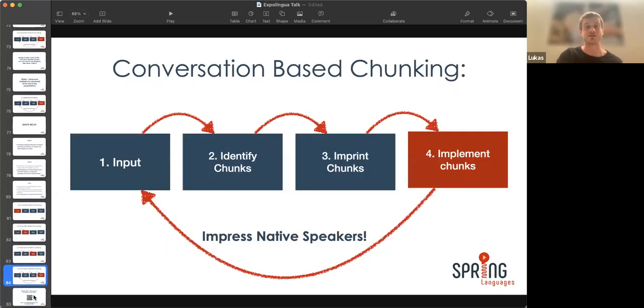And I hope there's one thing that you take away from this presentation, it is that it really pays off to identify chunks, to look out for these chunks and to listen a lot to native speakers. Not saying you shouldn't learn any grammar anymore, but just learning these chunks will make everything so much easier for you.